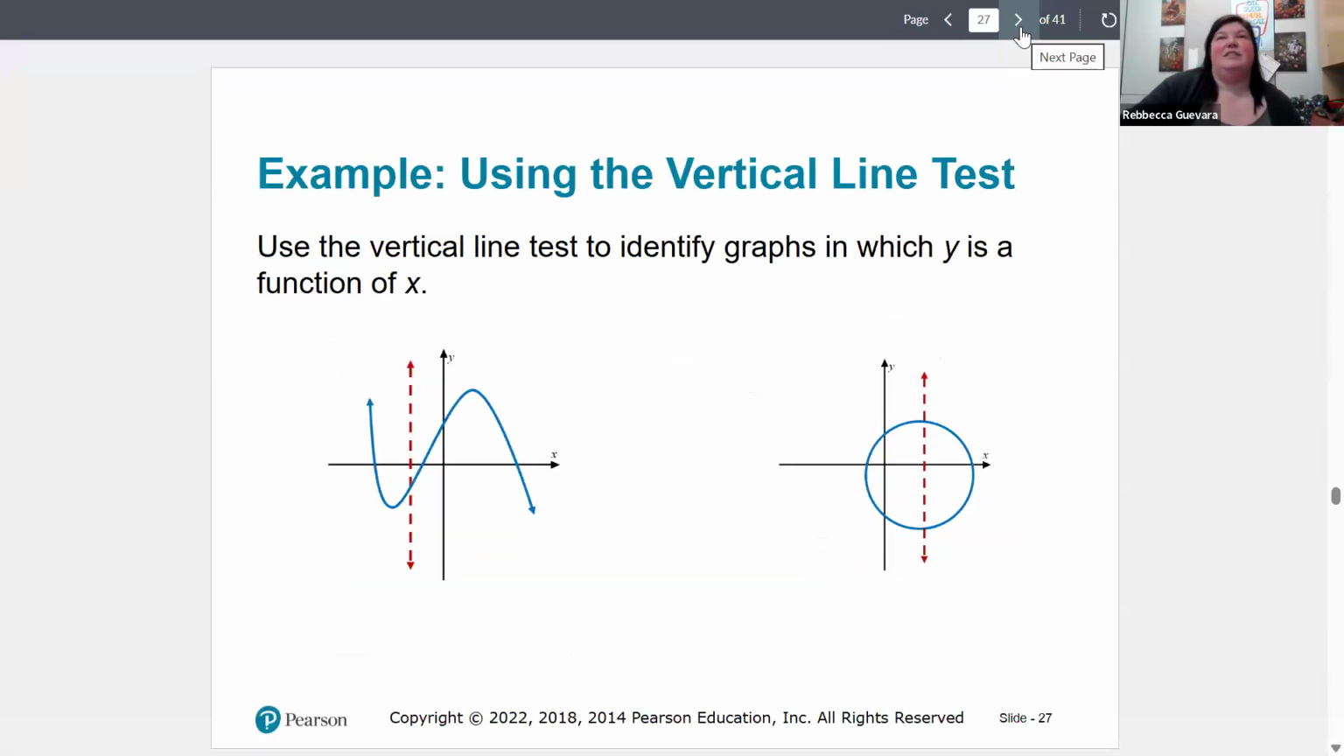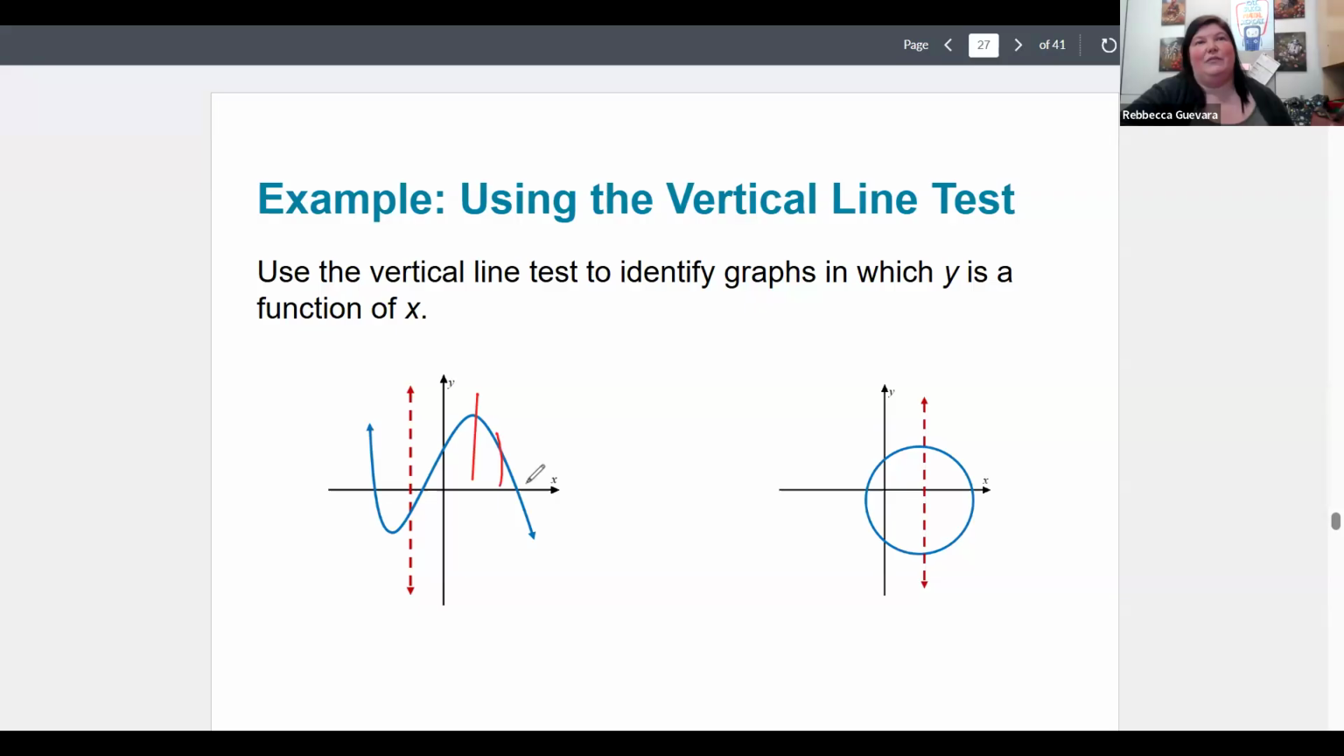You use your vertical line test and determine which one of these is a function or not. I drew a vertical line through it, but you see here, it doesn't matter where I draw that vertical line. It only crosses once. This is a function. Here, I just need one vertical line and we see that it crosses in two places. So one x value gives me two y values. This is not a function.